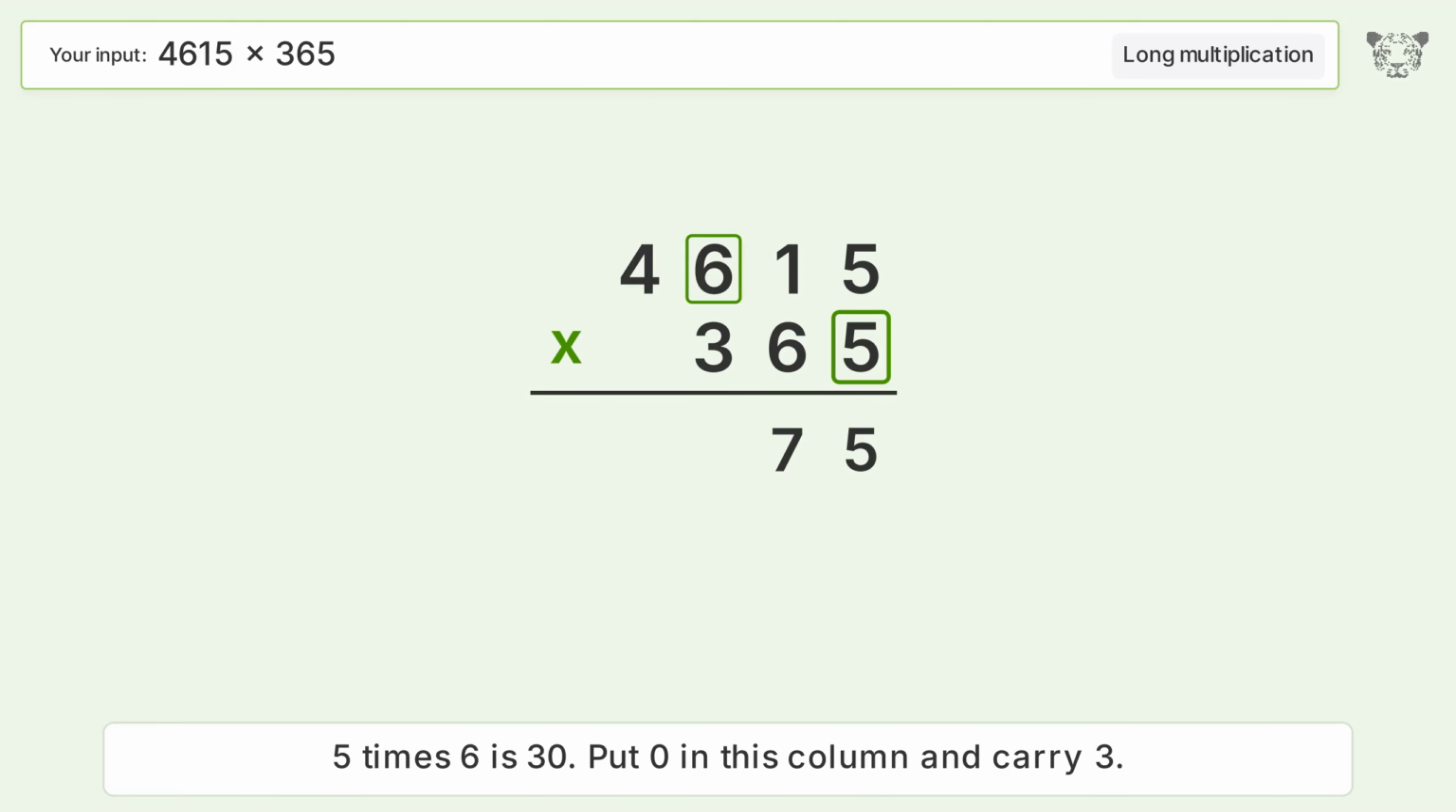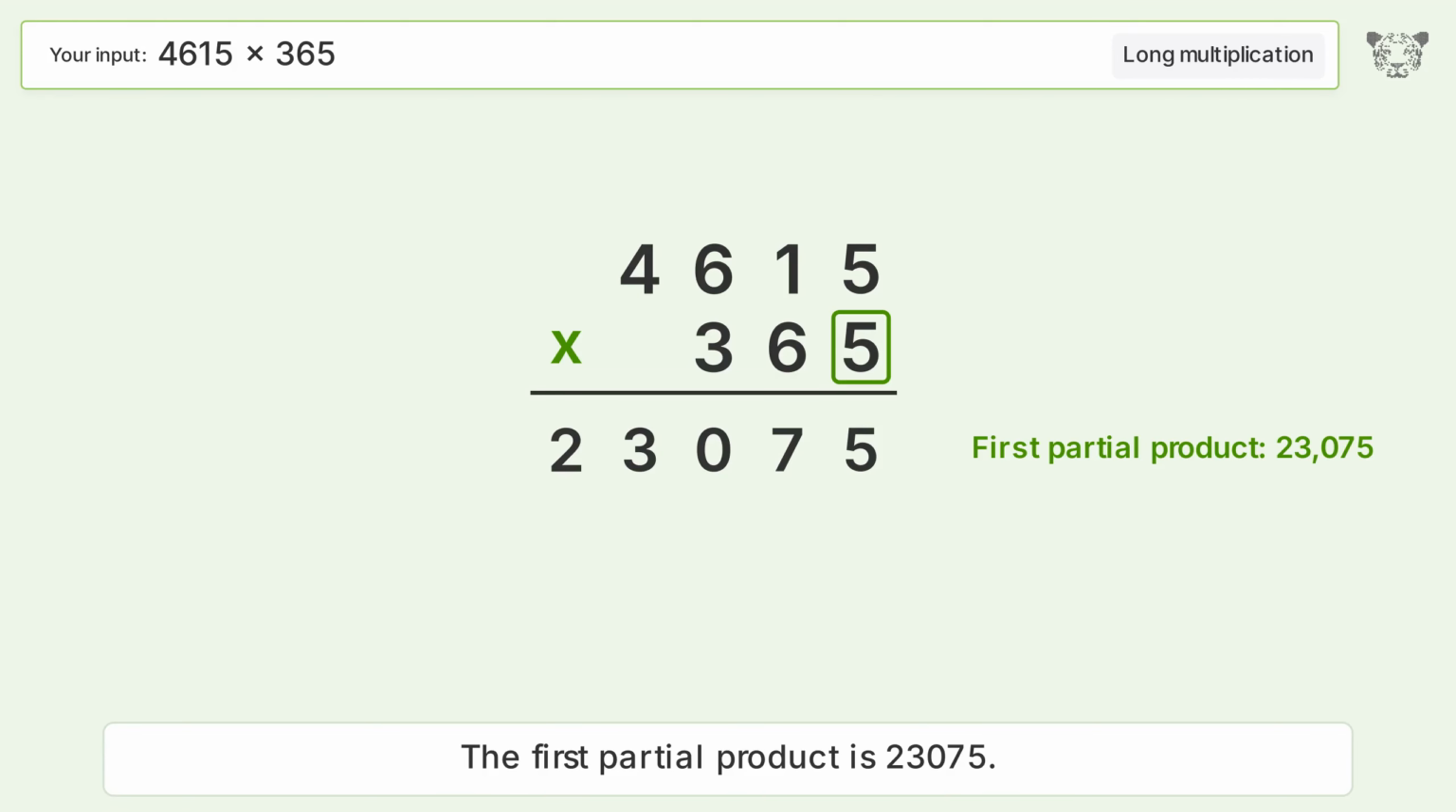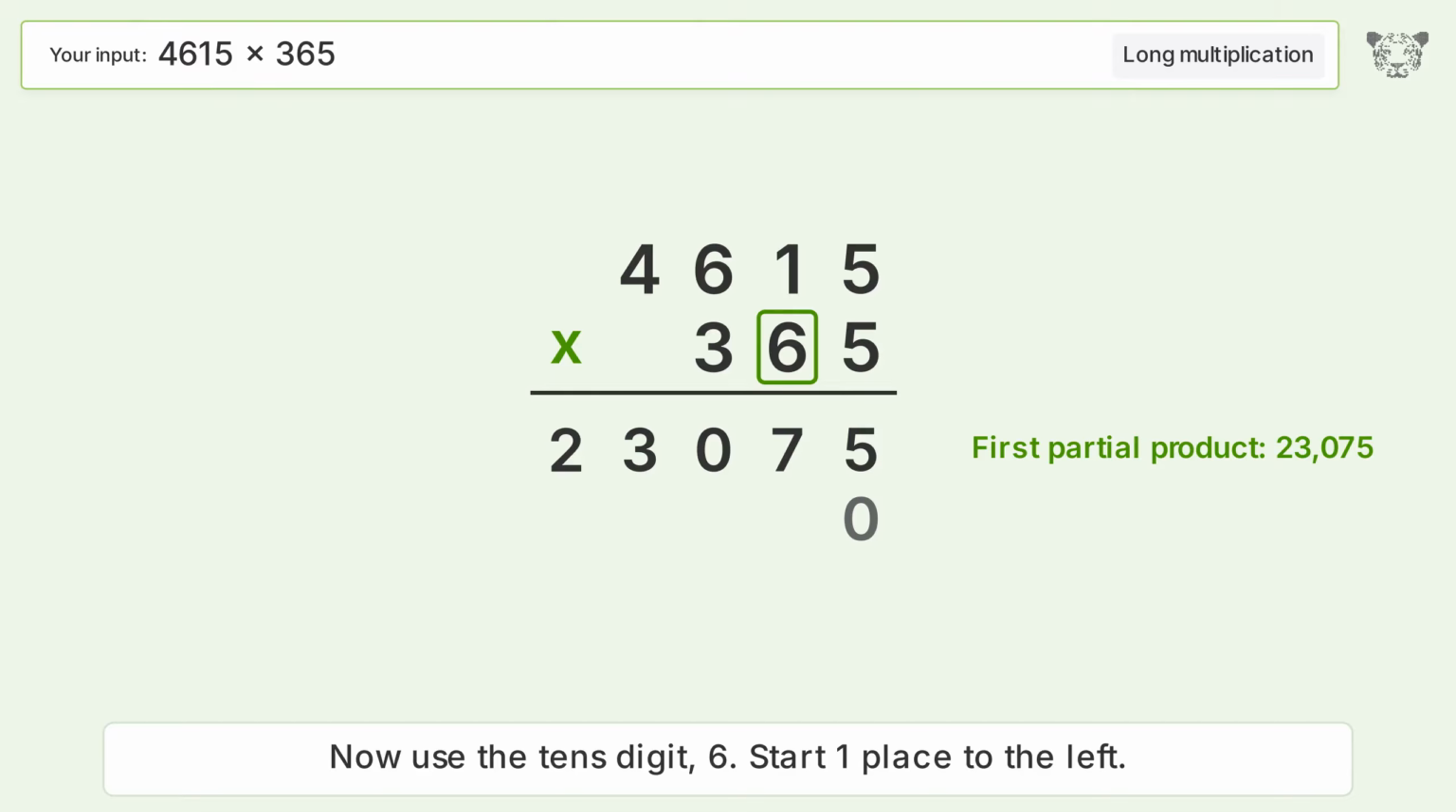5 times 6 is 30. Put 0 in this column and carry 3. 5 times 4 plus the carried 3 is 23. The first partial product is 23,075. Now use the tens digit, 6.